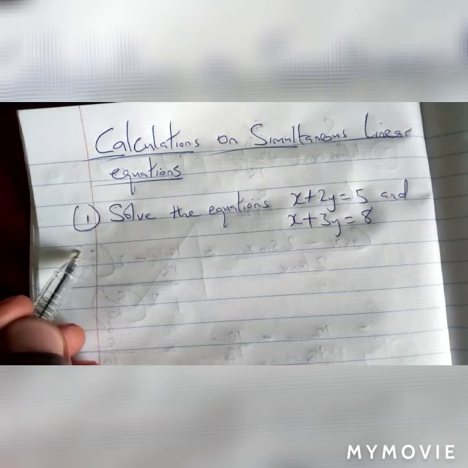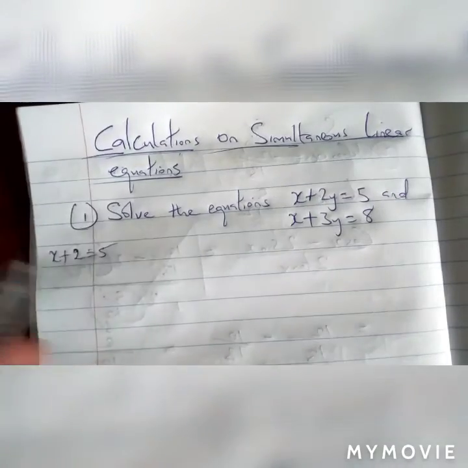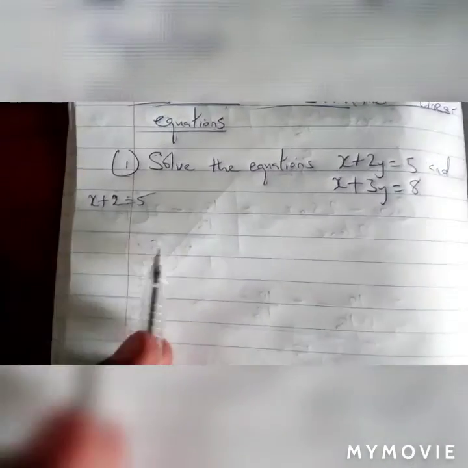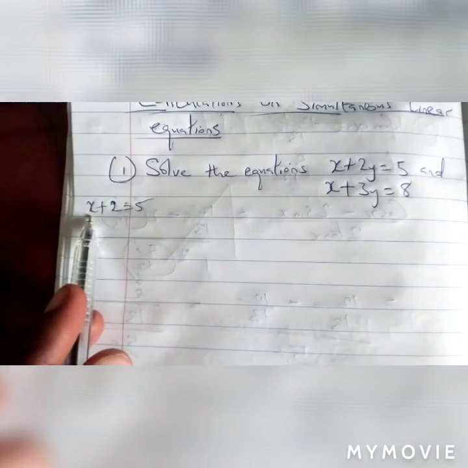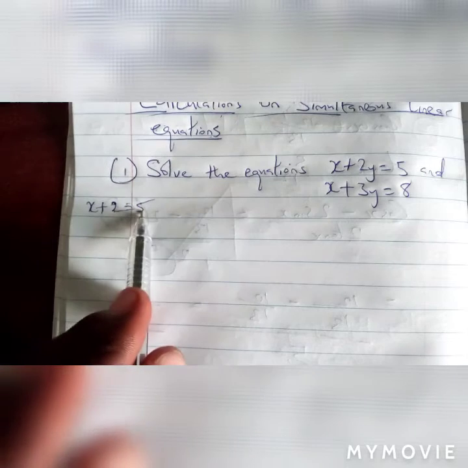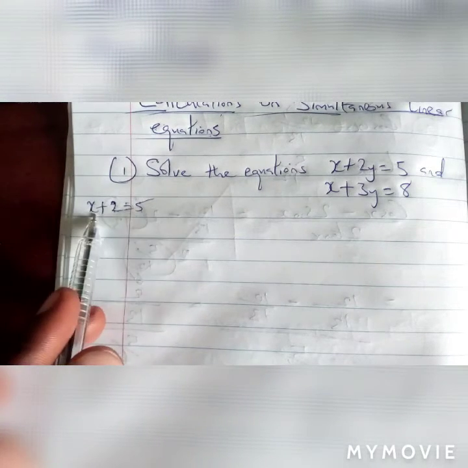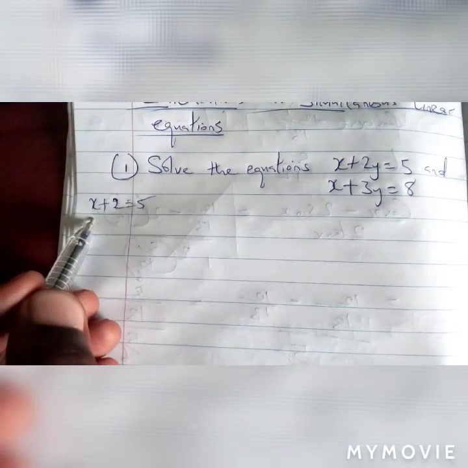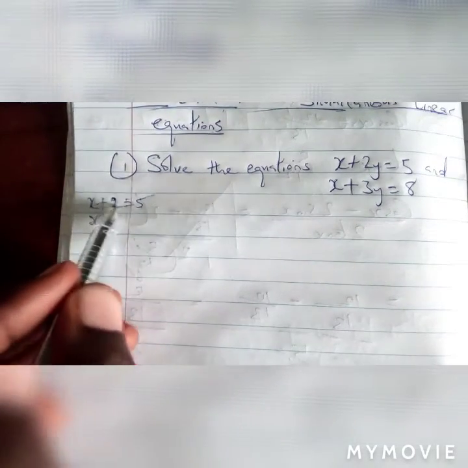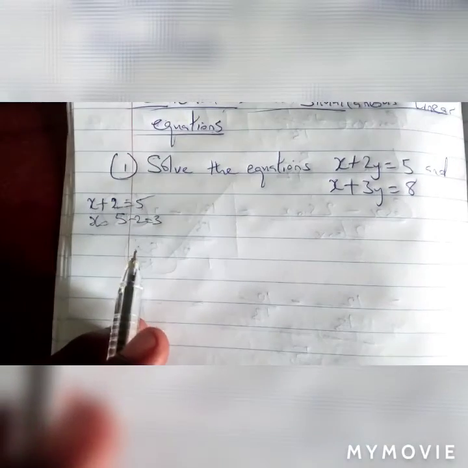For instance, if I have an equation like x plus 2 equals 5, this is a linear equation. I'm asking for a number that I can add 2 to that will give me 5, right? Now, this is a linear equation in such a way that I can get my unknown by taking the 2 over here to have 5 minus 2, which equals 3, right?